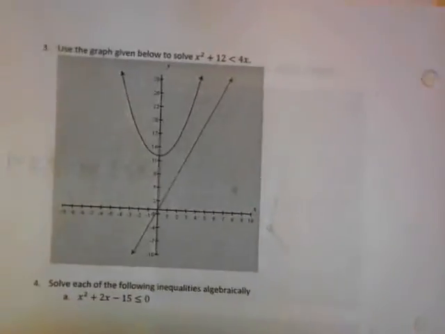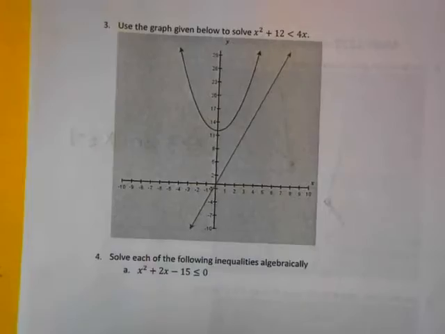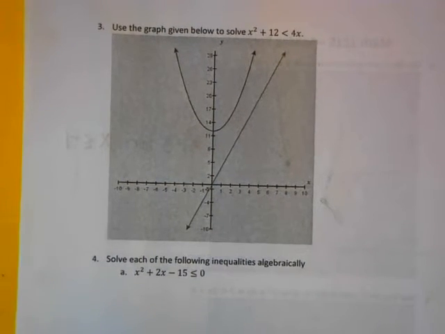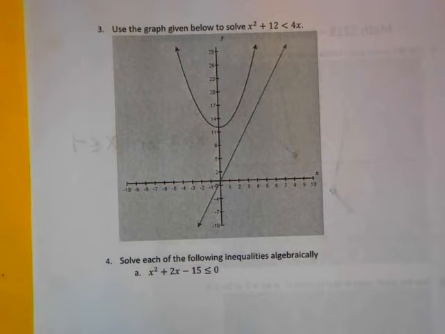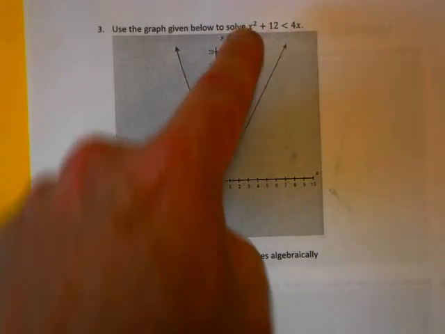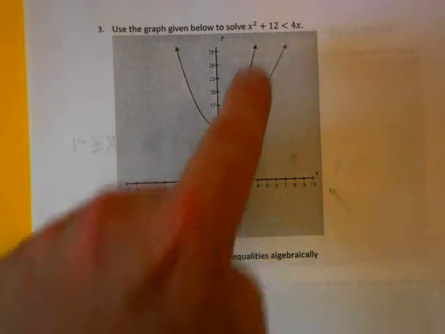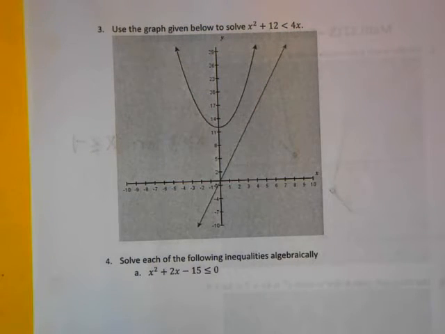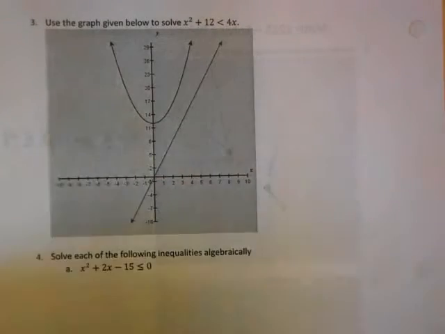All right, flipping the page. Last one with a graph. When is x squared plus 12 less than 4x? It's not. The parabola is always higher than the line, isn't it? The parabola is always above the line. So what are you going to write for an answer? No solution is correct.